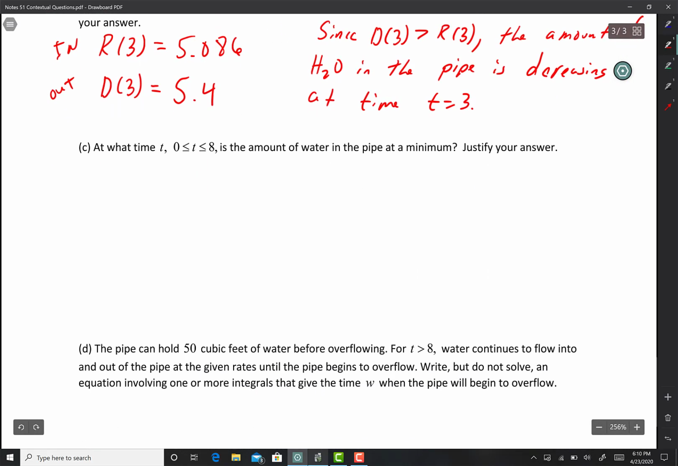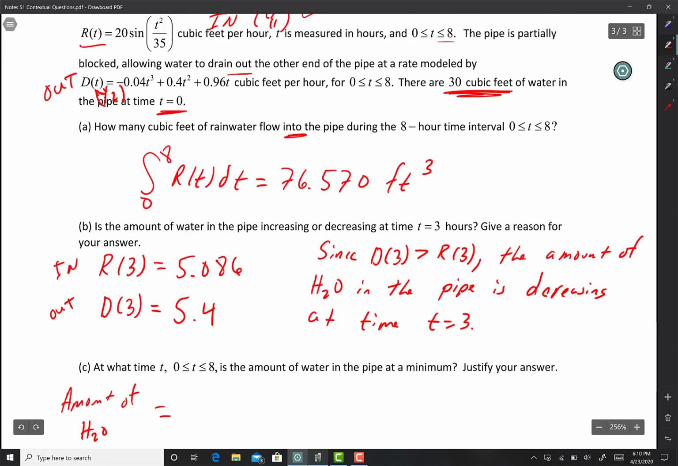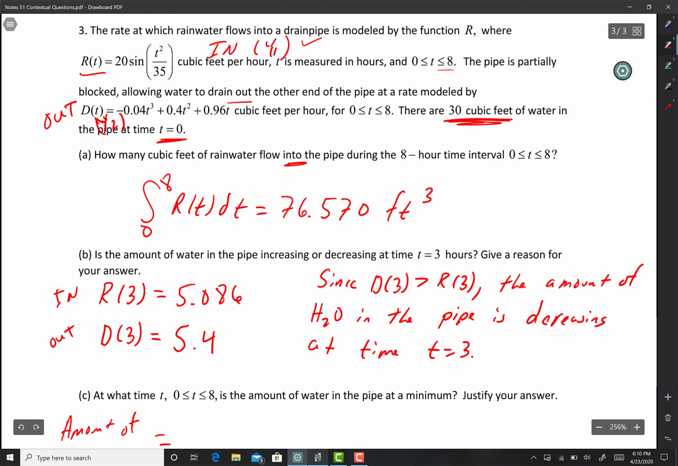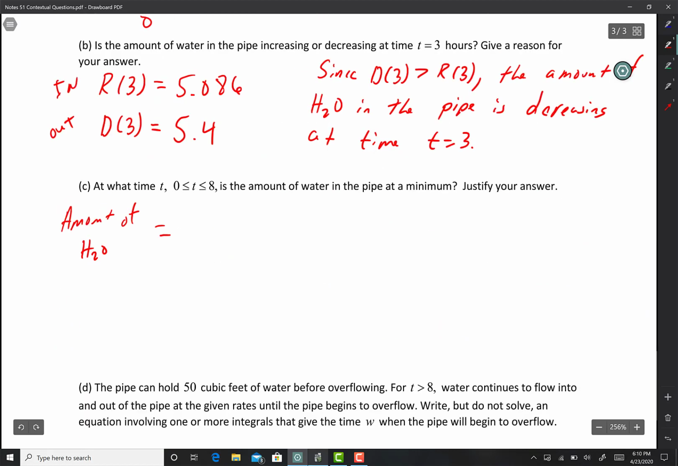Let's see. At what time between 0 and 8 is the amount of water in the pipe at a minimum? Justify your answer. Okay. So this looks like another candidates test, guys, just like we did the mosquitoes. So it looks like it wants to know when the amount of water is the minimum. So let's put what the amount of water is first. So amount of water is equal to, how much was in the pipe initially? 30. Right here. 30 cubic feet.